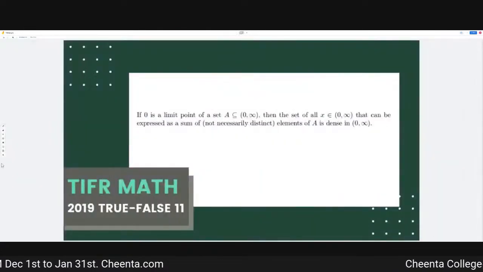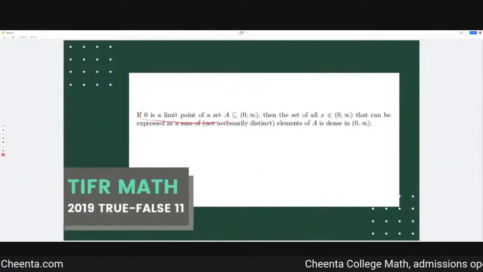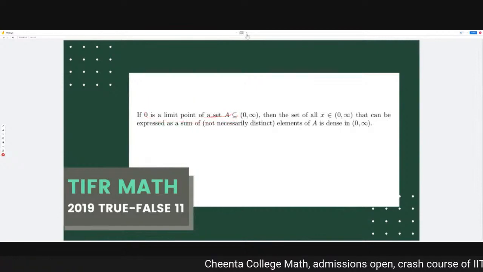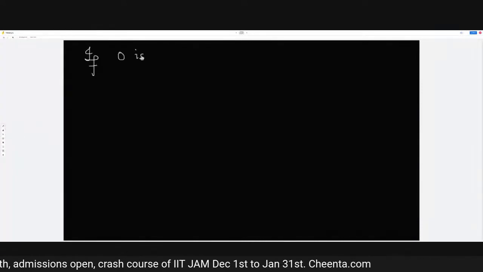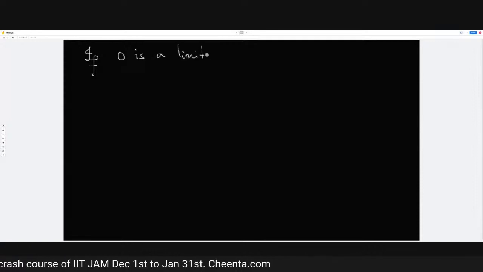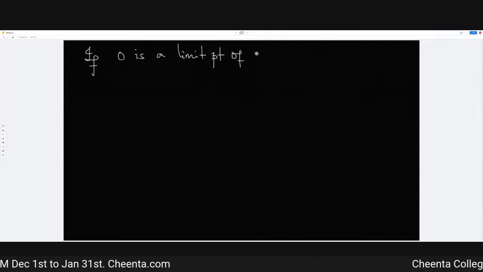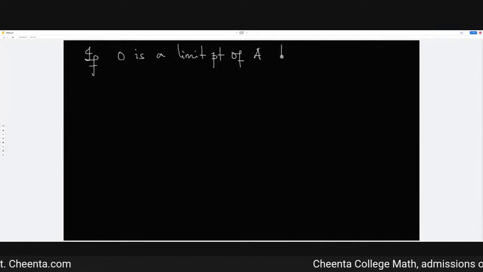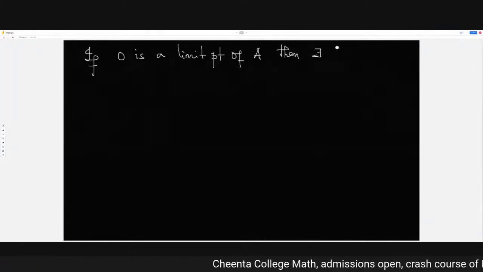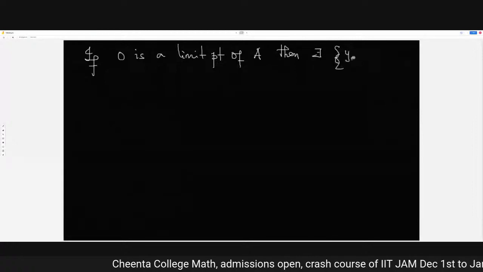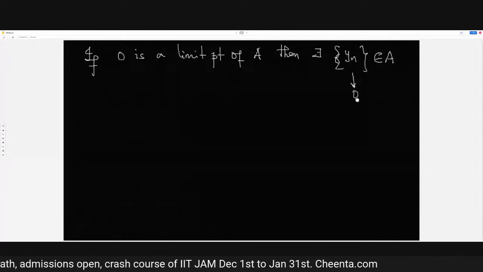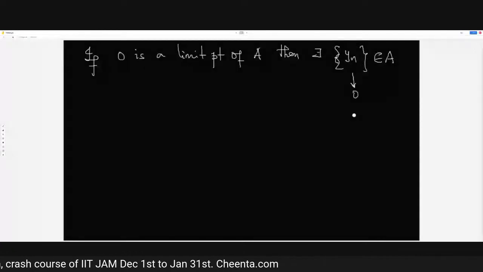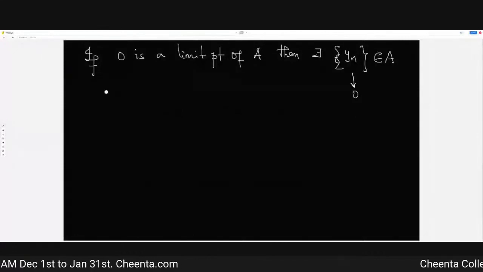So far we have not used that 0 is a limit point of A. Now this is something that we are going to use. So if 0 is a limit point of A, then there exists a sequence yn in A that converges to 0, right? That is the basic definition of a limit point.